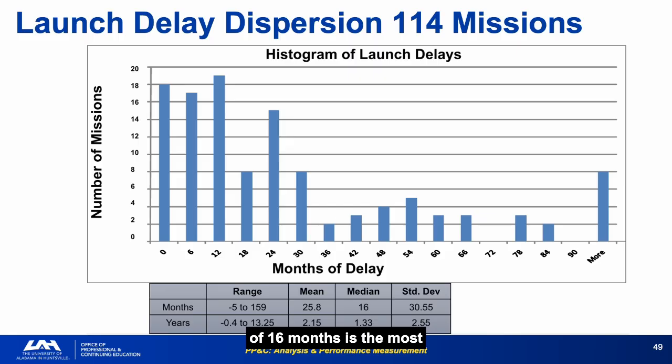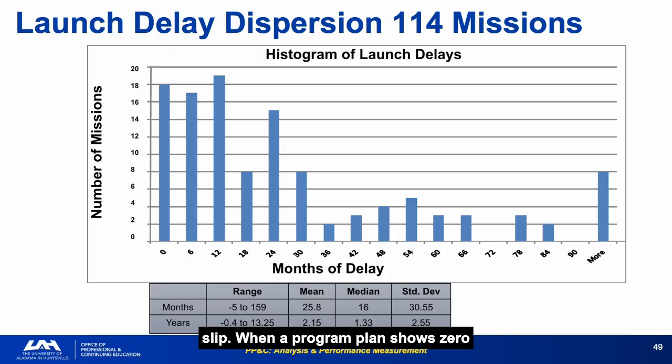The median delay of 16 months is the most practically useful number. Half of all 114 missions slipped by more than 16 months. This is not a tail risk, it is a central tendency. The mean of 25.8 months being higher than the median of 16 months indicates a small number of very long delays pulling the mean up, but even a median performance is a significant slip.